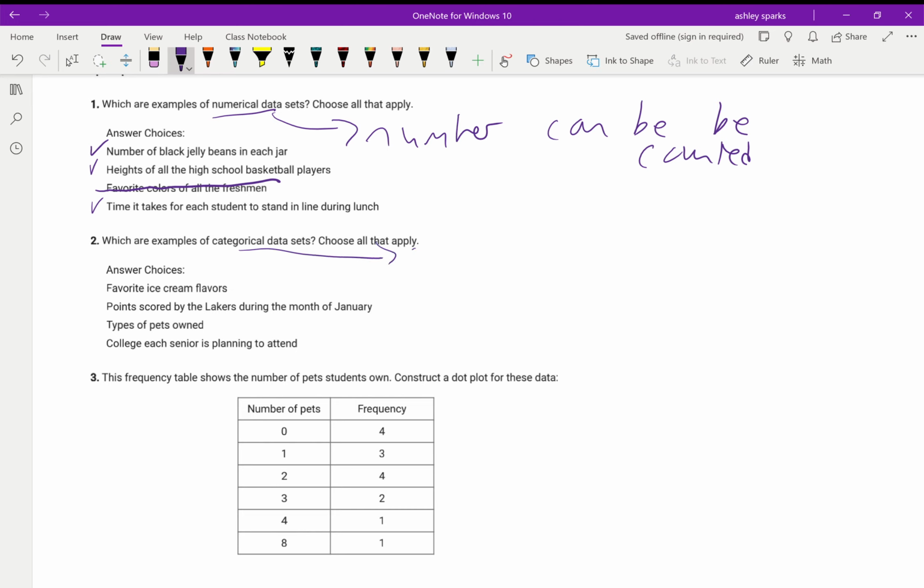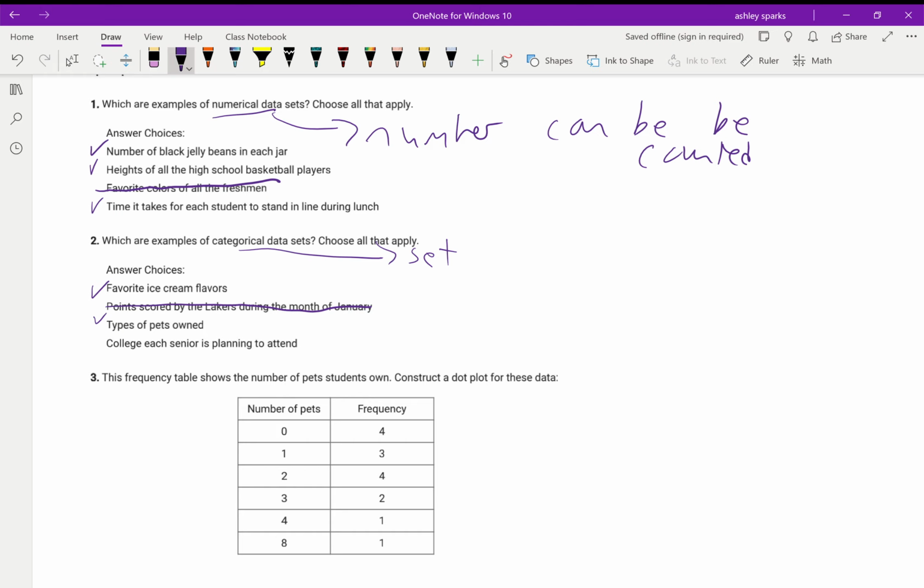Categorical data are like sets, okay? So it's something that can't be counted. So for instance, favorite ice cream flavors. If your favorite ice cream flavor is chocolate chip cookie dough, I can't count that, but that is a category. Points scored by the Lakers during the month of January. I can count the number of points they score, so that would be back in our numerical set. Types of pets owned. You can own dogs, cats, birds, fish. That's a type. It's a category, but it wouldn't be a number.